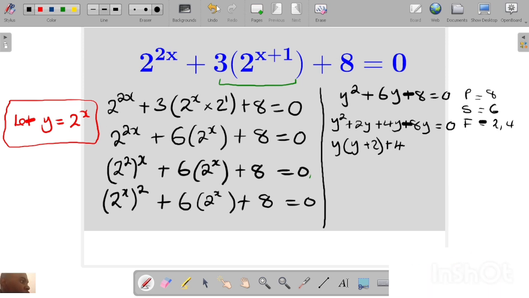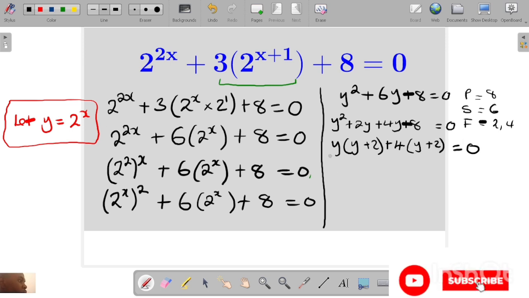Sorry, here it's not supposed to be 4y. Here it's not supposed to be 8y, it's just 8. Okay, sorry about that. So here 4 is common, and what is going to remain here is y, then plus 2 is equal to 0.